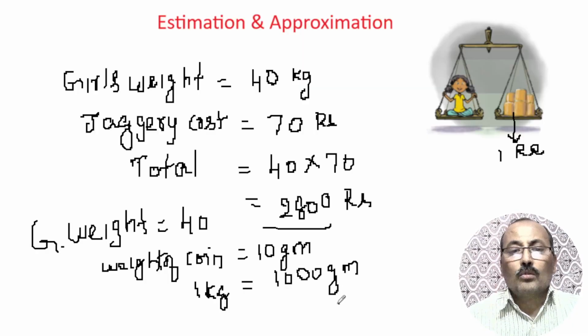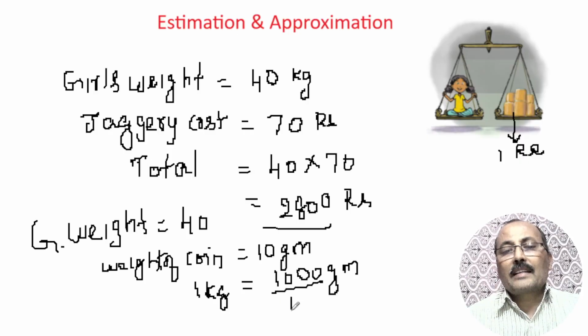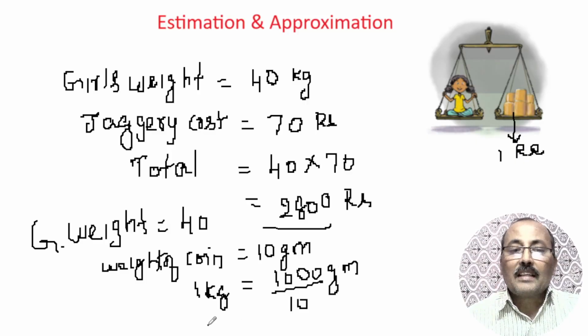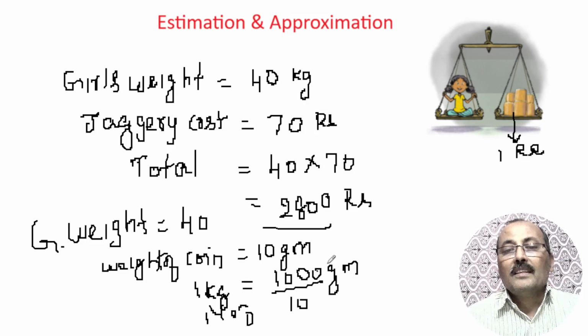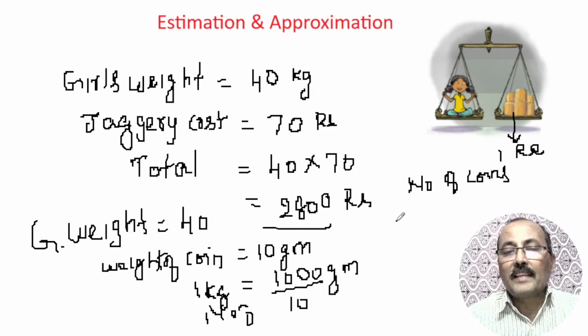Okay, now I am saying something wrong. Won't it come to 10 kilograms? I am having a doubt now. Anyhow, if we divide it by 10, for 1 kilogram, how many coins? 1 kilogram is equal to 1000 grams. Therefore, the number of coins is equal to 1000 by 10, that is nothing but 100 coins.